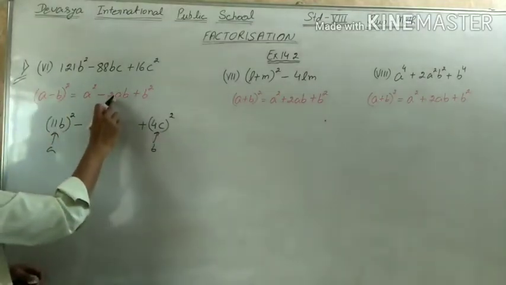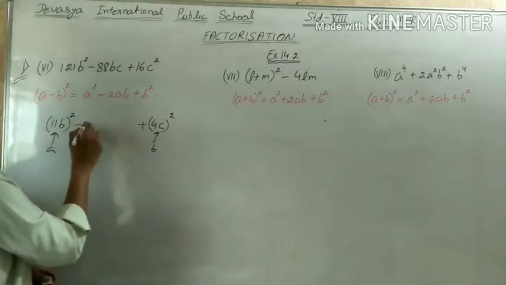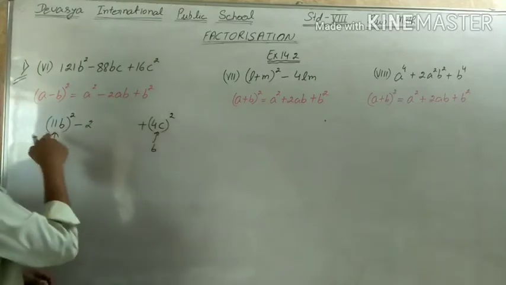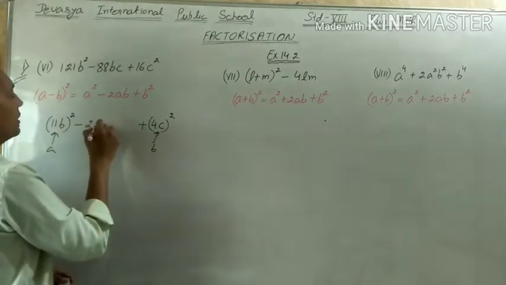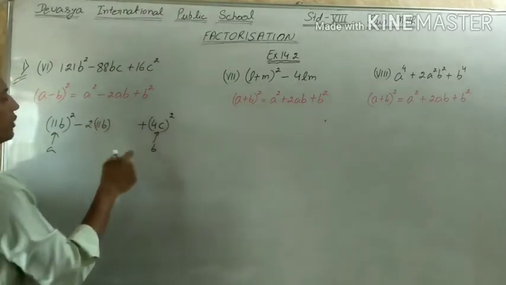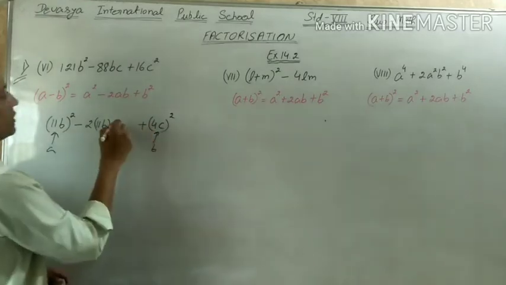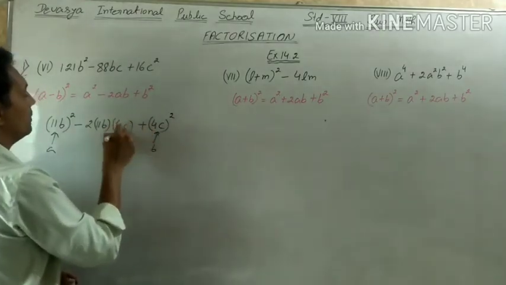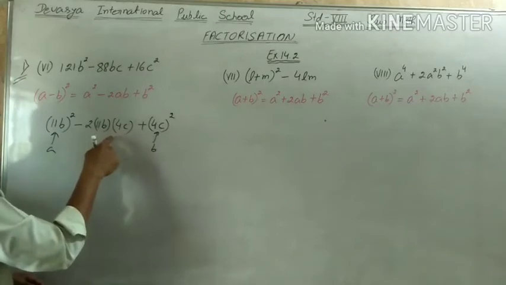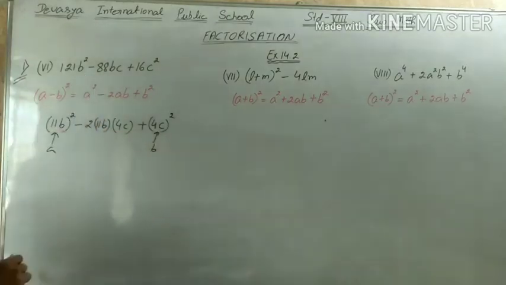And the middle term should be like in this format, 2 into a into b. So 2 into a. What is the a? 11b. What is your b? This is 4c. When you multiply 2 into 11b into 4c, you get 88bc.